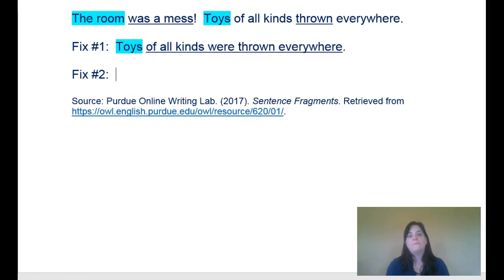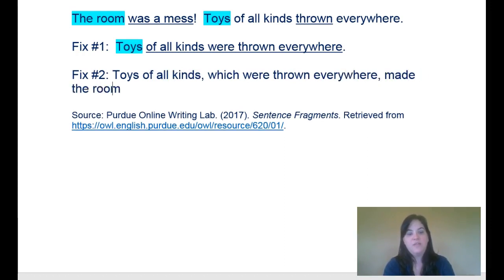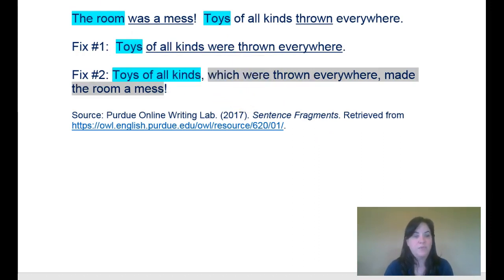My second way I can fix this is to connect my fragment to another complete sentence. So if I do that, I would end up with something like this. Toys of all kinds, which were thrown everywhere, made the room a mess. Now, to connect these two sentences, I had to do a bit more rewording of my two complete sentences to make it all work together. But now I have my subject, toys of all kinds, and then I have my predicate, which were thrown everywhere, made the room a mess.